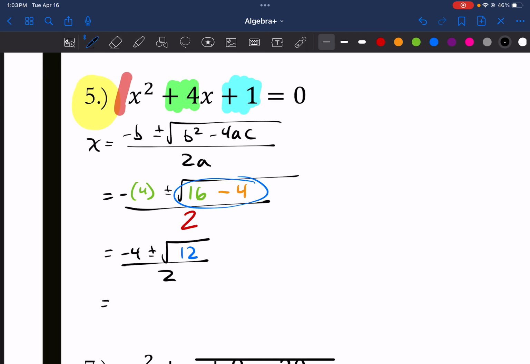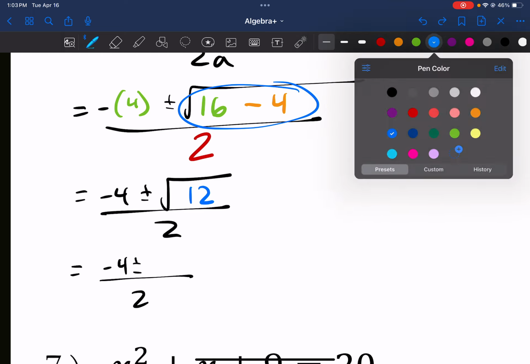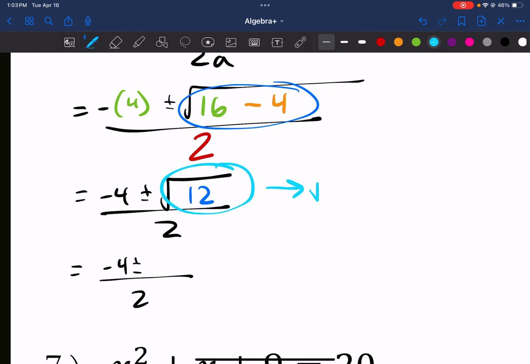Now 12 can be simplified into radical form. So I get negative 4 over 2. So yes, it's in radical form already, but let's reduce it a little bit more. The 4 times 3, right? This is the square root of 4 times 3. And then we get square root of 4 times square root of 3, which is 2 root 3.